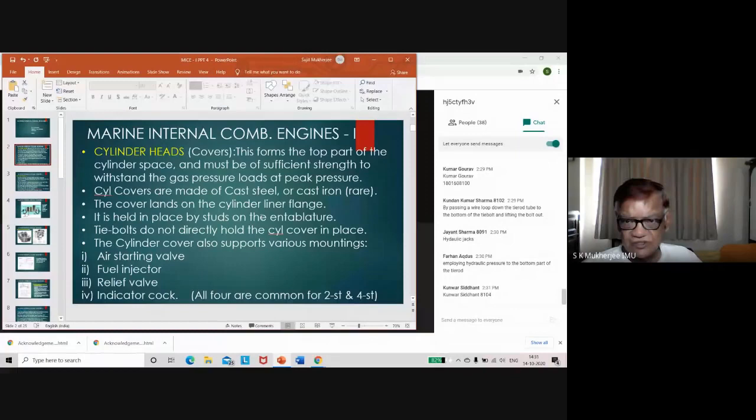I know you have understood it, but I'm repeating it, because in previous semesters, previous batches, I've always seen this mistake: that the tie rod holds the cylinder cover, entablature, A-frame and bed plate together. So I have to give them zero. The question is, what is the purpose of tie rods? And they say it holds the cylinder cover, entablature, A-frame and bed plate together. So I have no choice but to give them zero. That is why I have repeated that sentence. Tie bolts do not directly hold the cylinder cover in place.